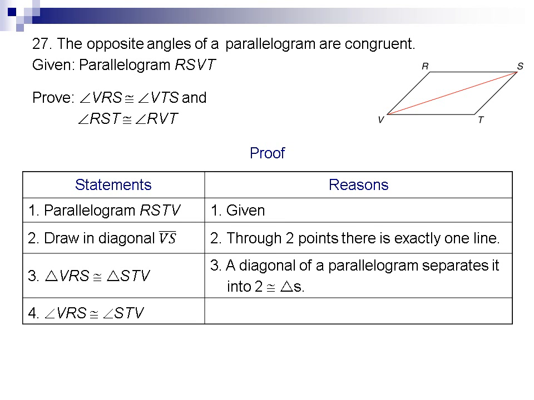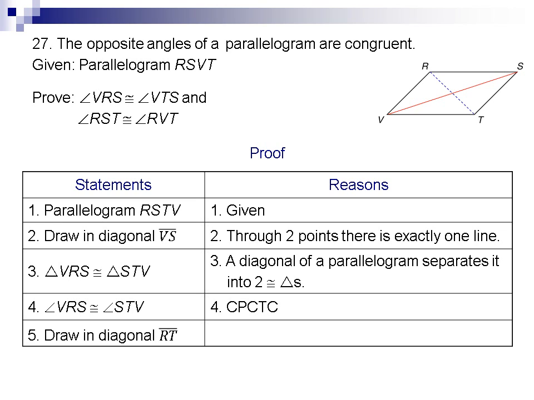Since the triangles are congruent, that means each of their corresponding parts are congruent. So statement number 4, angle VRS is congruent to angle STV. Reason number 4, CPCTC, corresponding parts of congruent triangles are congruent. We've proven that two of the opposite angles are congruent. Now we must prove that the other two opposite angles are congruent.